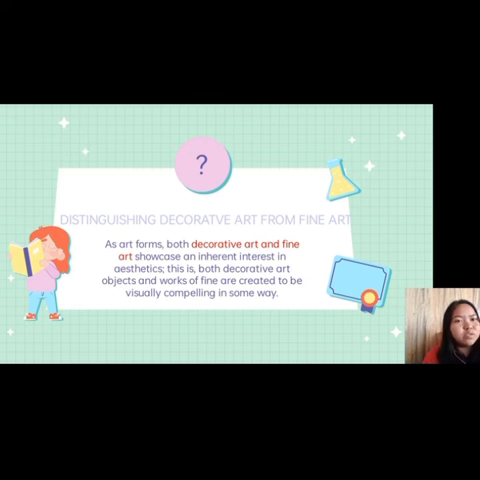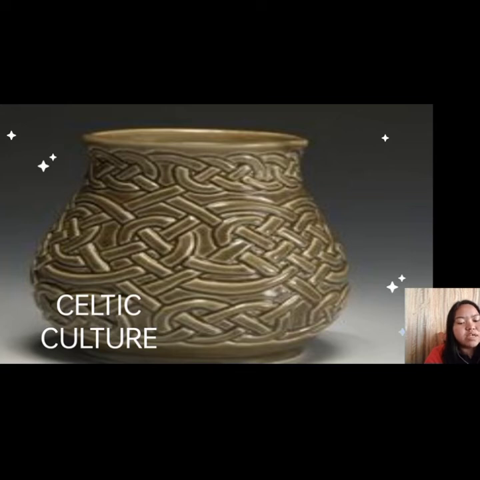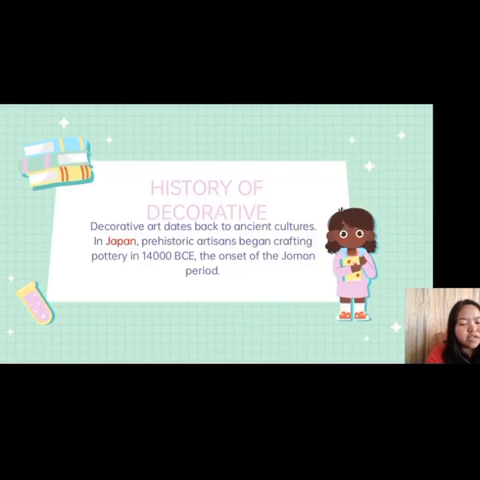So, the next one is Celtic culture. So, here is an example design from Celtic culture. This vase is made of bronze, as you can see, and it is a kind of decorative art. Next slide. So, history of decorative art.